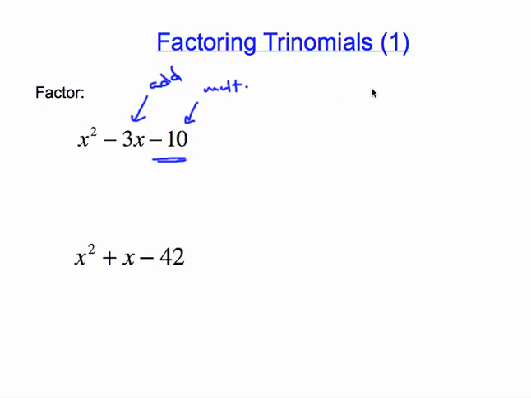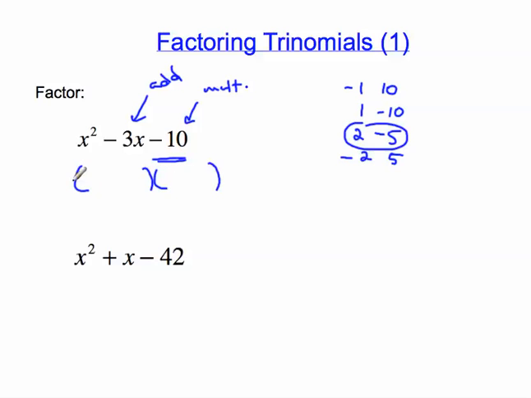So the factor pairs of -10 would be -1 and +10, or +1 and -10. Either of those would multiply to make -10, and then +2 and -5, and -2 and +5. So now we look down that list to find the ones that add to make -3, and it would be 2 and -5.